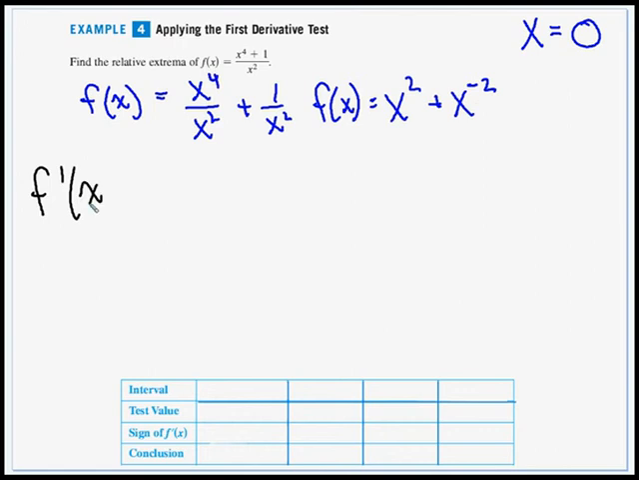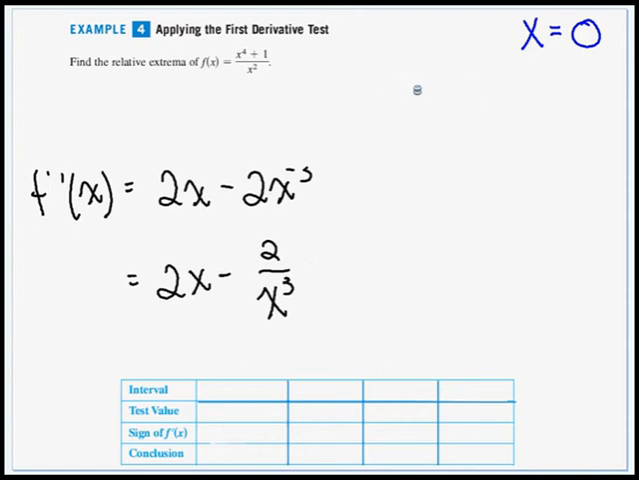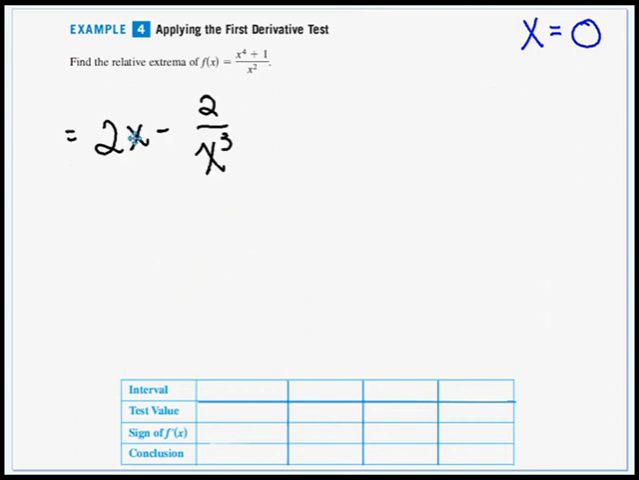F prime of x is going to be 2x minus 2x to the negative 3rd power, and I'm going to rewrite that as 2x minus 2 over x to the 3rd. And our usual operation here is to take the derivative and set it equal to 0 and factor the left side. Well, as it stands right now, we can't factor that left side. Let's get that looking like a single fraction.